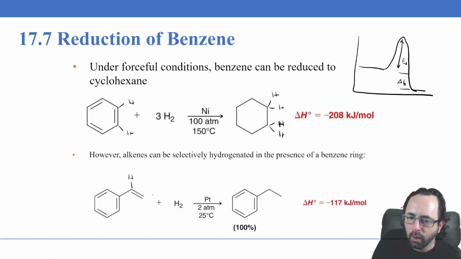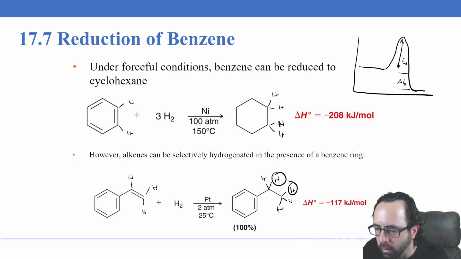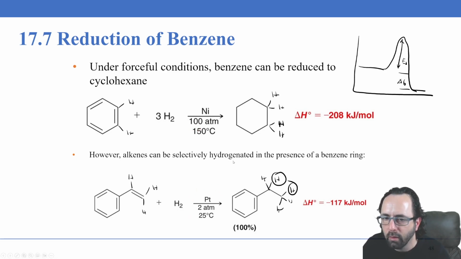Note that there were two hydrogens here, and there will be three on this one now. We added this hydrogen and this hydrogen. We're only hydrogenating one double bond, so we get less energy, but this happens much more readily. You don't need very forceful conditions to hydrogenate the benzyl alkene.